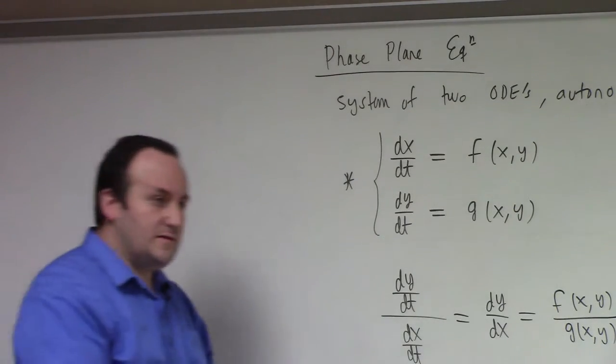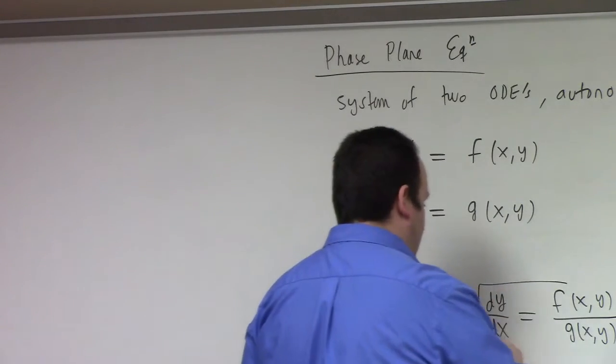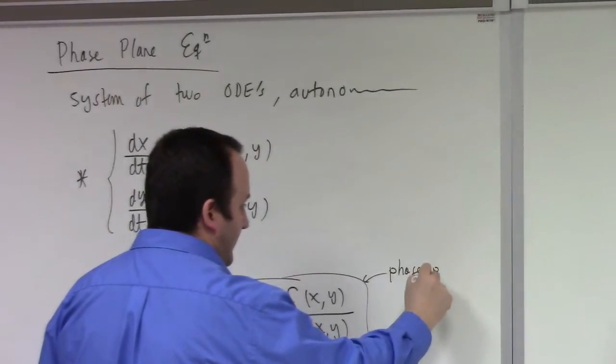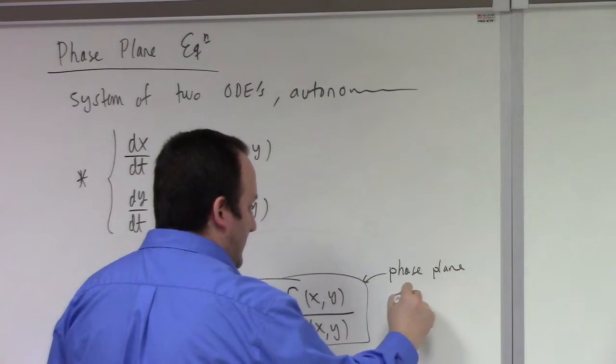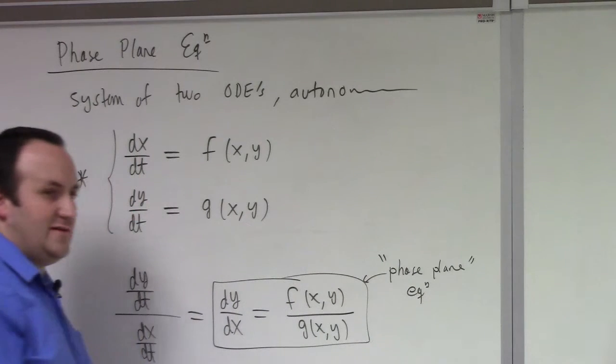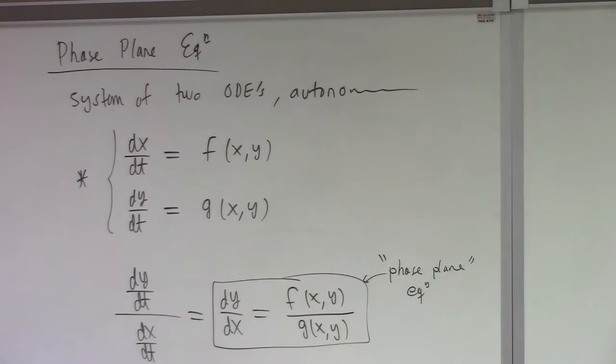This is the so-called phase plane equation sometimes. I mean, I don't know. This is what Nagle, Saff and Snyder calls it, I think. I'm not sure what's a good name for it, but I'll put some quotes on this because I'm not overly fond of this terminology. But it's a really neat trick.